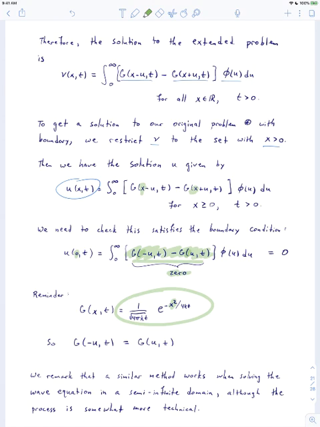So what we've shown is that v satisfies the pure Cauchy problem, and if we restrict that to get our function u, then it still satisfies the same differential equation, it still satisfies the same initial condition, and we've also shown that it satisfies the boundary condition. So that gives us our solution. Finally, we close this section by remarking that a similar method works when solving the wave equation in a semi-infinite domain, although the process for the wave equation is somewhat more technical.